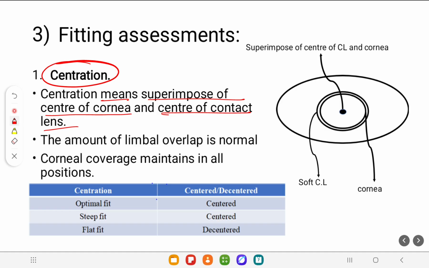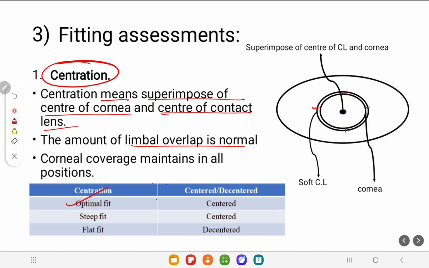So that's why in centration we do not seek absolute centration. We always want it centered, but not absolutely centered. Cornea center at the center of the lens is the ideal condition, but it never really happens. If it happens, that's great, but it's really difficult to have. So the amount of overlap is normal, basically meaning 1 mm here, 1 mm here, 1 mm here, 1 mm here, for example. So corneal coverage is maintained in all positions.